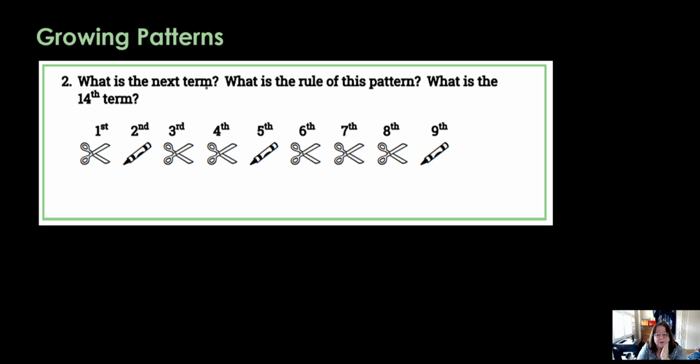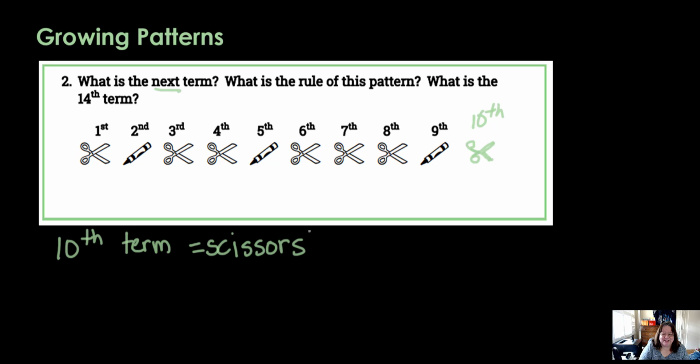What is the next term? The next term is going to be, well, those are scissors. The next term is going to be scissors. So the 10th term, which is the next term, is scissors. I'm going to spell it out here instead of drawing a picture, but you can do whichever you want.